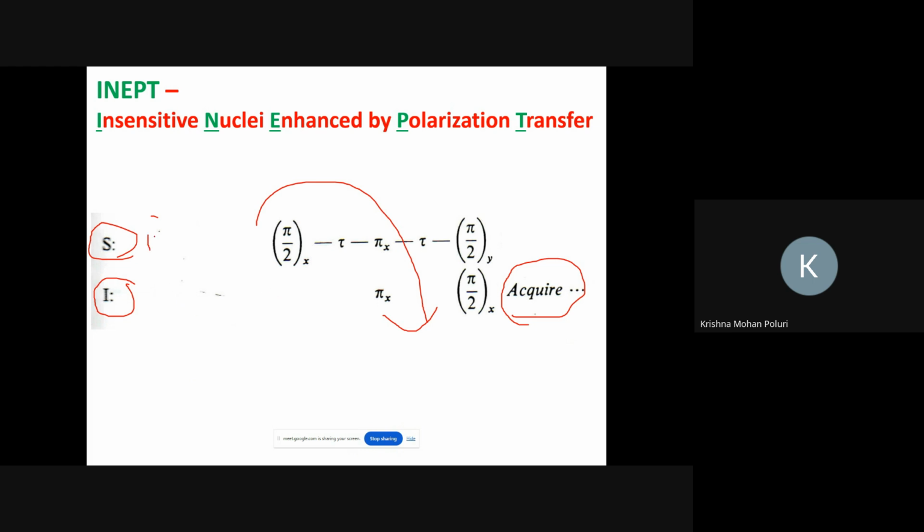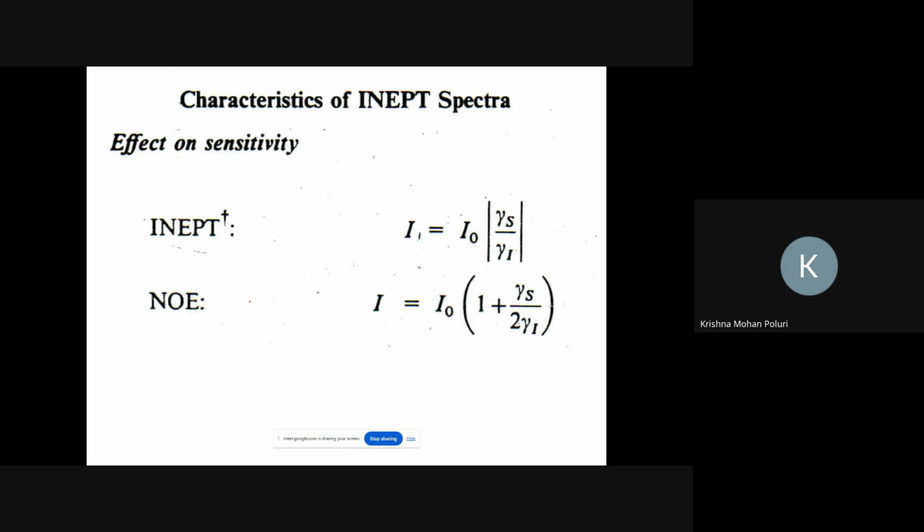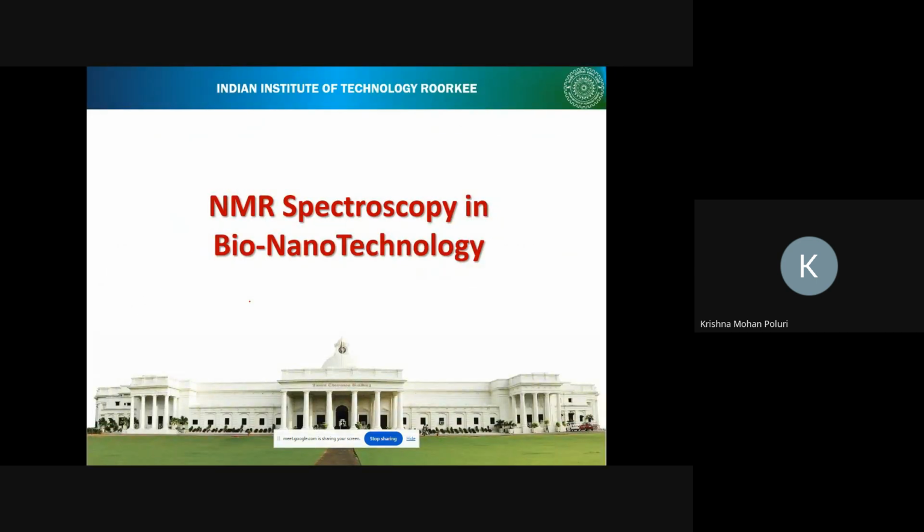The sensitive nucleus is always hydrogen. The insensitive can be carbon, nitrogen, phosphorus, any of them. You do it, especially coming to the biological molecules, hydrogen, carbon, nitrogen, phosphorus, these are very important molecules to work with. Okay, so now the 15 minutes or so that we have had is essentially the basic terminology one has to remember.